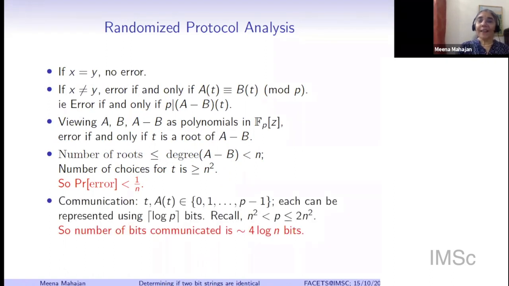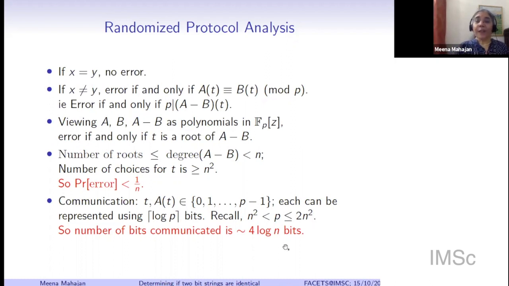The amount of communication has dropped. To send t, I require log p bits. To send a(t) also, I require only log p bits, not this log of n to the n minus 1. And remember that p was something between n square and 2n square. So we said p should be sufficiently large so that this error is small. And this is why I said it should not be too large. I don't want to go beyond 2n square. So if I don't go beyond 2n square, then to represent a number in the range 0 to p minus 1, I require only roughly 2 log n bits, 2 log n plus 1 maybe.